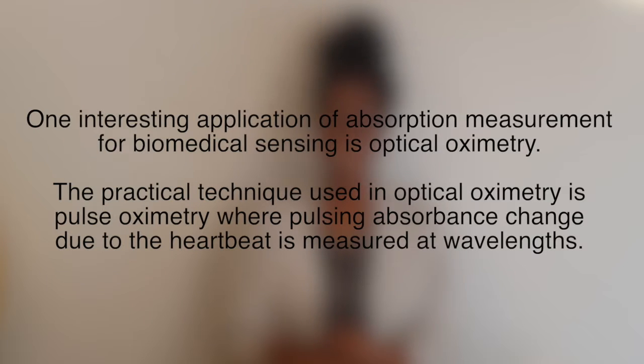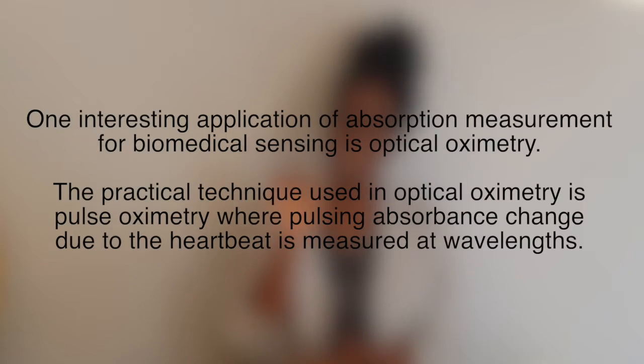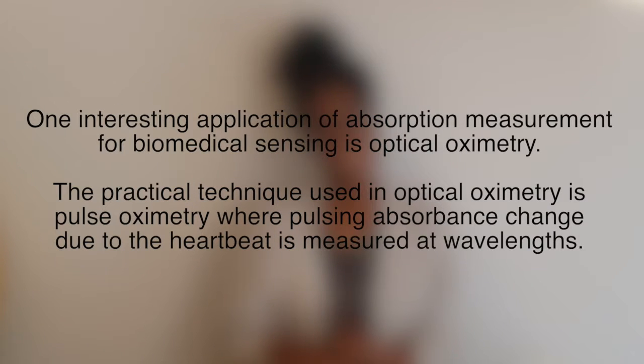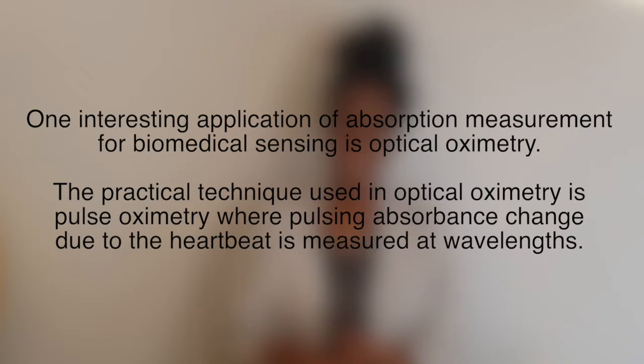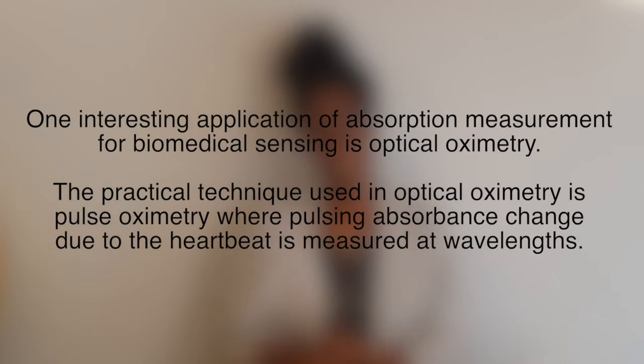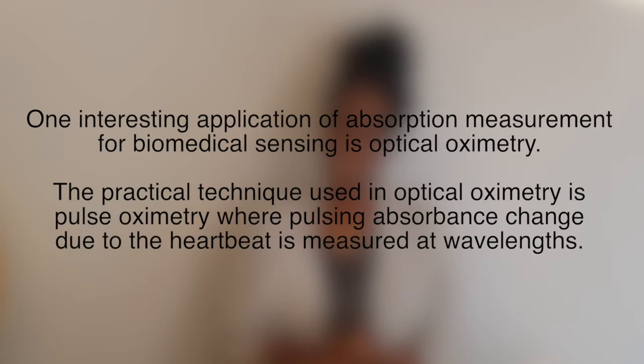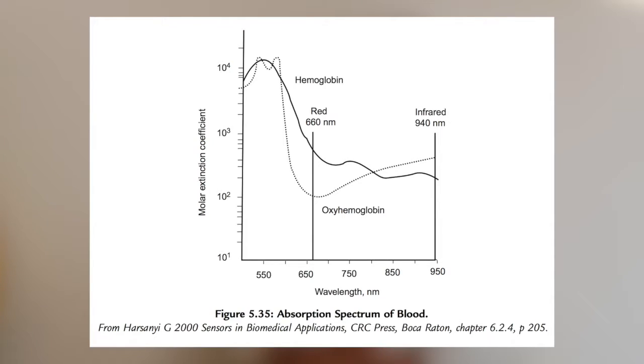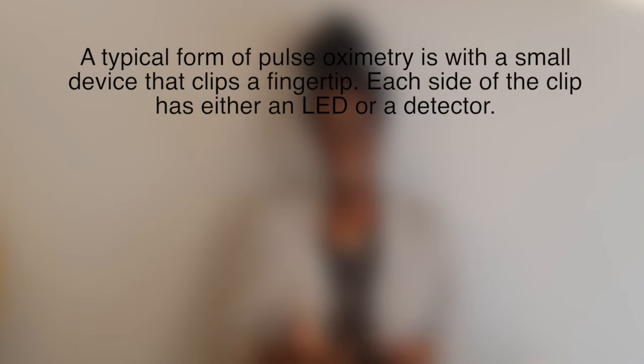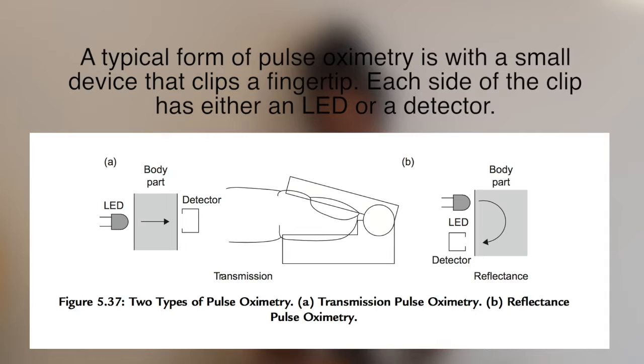One interesting application of absorption measurement for biomedical sensing is optical oximetry. It is a method that monitors hemoglobin saturation in patients. The practical technique used in optical oximetry is pulse oximetry, where the pulsing absorbance change due to the heartbeat is measured at different wavelengths. A simple implementation of finding the ratio between the hemoglobin and the oxyhemoglobin contents is comparing the absorbance at two different wavelengths, namely red and infrared. A typical form of pulse oximetry is a small device that clips at the fingertip, where each side of the clip is either an LED or a detector.